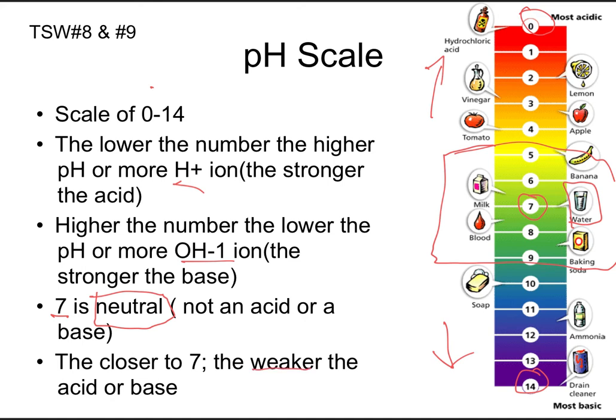All right, so if something has a pH of 2, we know that's a strong base. If it has a pH of 12, it's pretty much a strong base. The pH of 2, sorry, that's a strong acid.